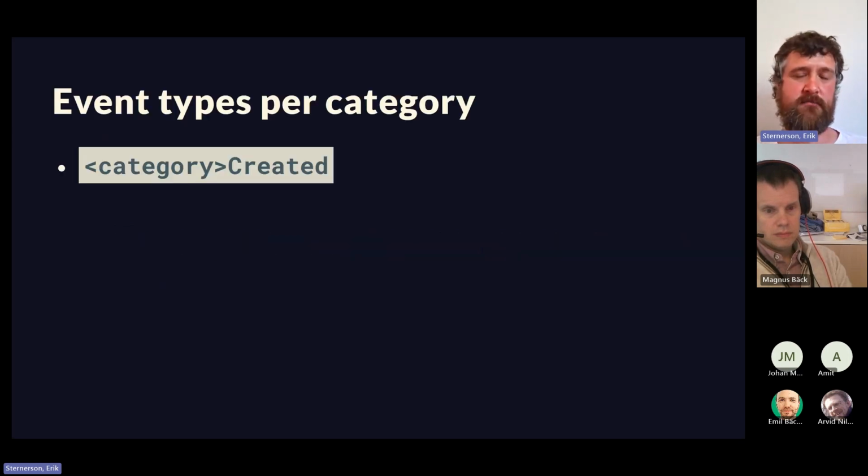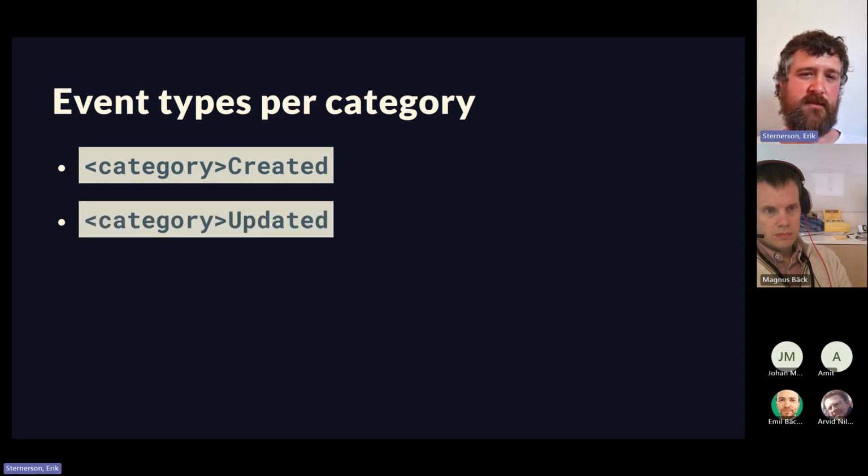We have created, so product created, activity created, task created. And they essentially announce that now there is an object, a data object that is new, that hasn't been seen before. So say that in our CI, we start a new activity, then we can send an activity created event to say that, okay, now this activity exists and it is in some state, which we will come back to later. Then we have updated.